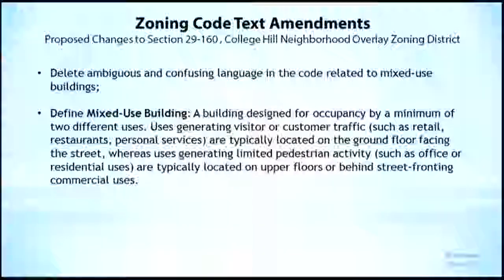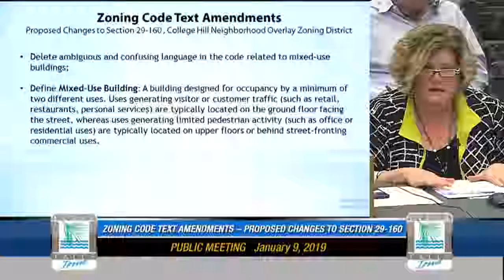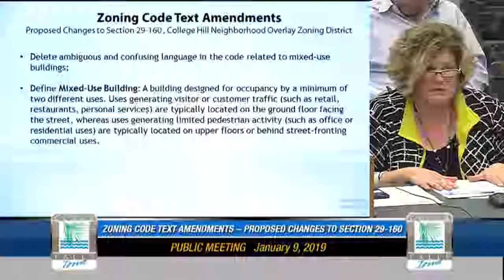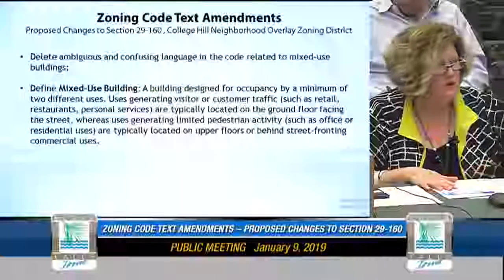So getting to those zoning code amendments, as you know, we have ambiguous and confusing language in the code that's caused a lot of frustration on the part of the commission, staff, developers, and the community. So we wanted to eliminate that ambiguous and confusing code language related to mixed-use buildings. So we've added a new definition to the code for a mixed-use building.